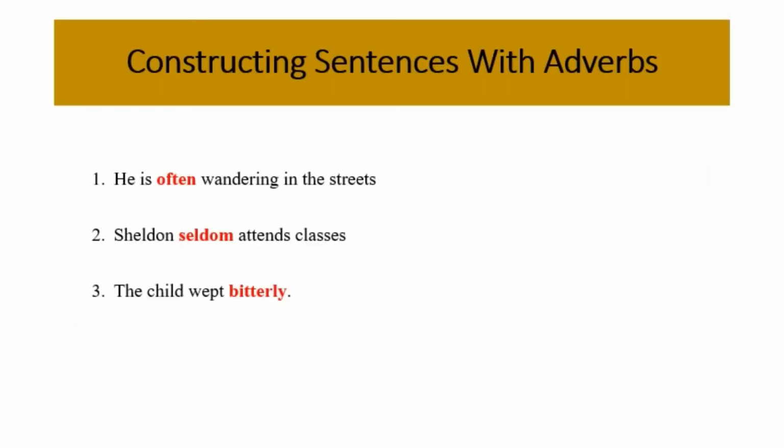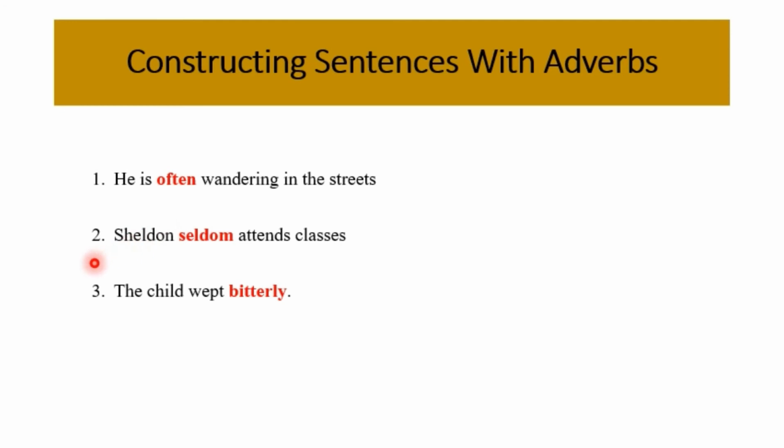Previously, we defined an adverb as a word that describes an adjective or a verb. Now we're going to be looking at 3 examples of how we can use adverbs in a sentence. Example number 1. He is often wandering in the streets. Wandering is an adjective. Often is the adverb.